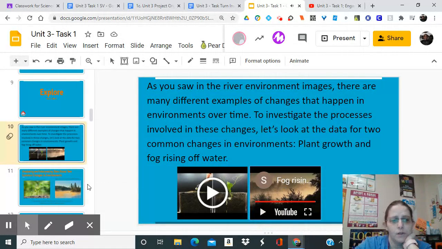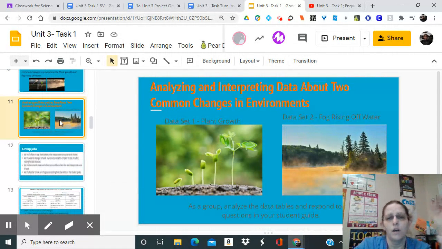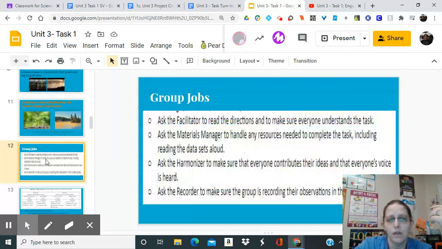Okay. So what you're going to do with this activity is analyze and interpret the data about two common changes in the environment. Data set one is the plant growth. Data set two is fog rising off the water. You're going to use the tables and then respond to the questions. In class, we did this in groups.